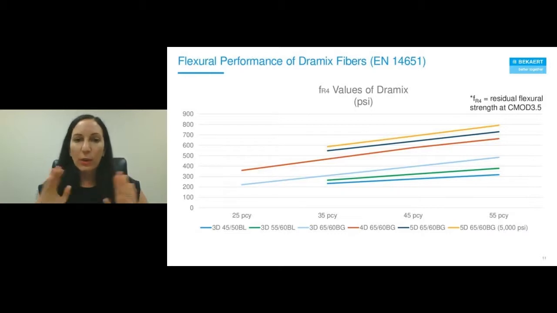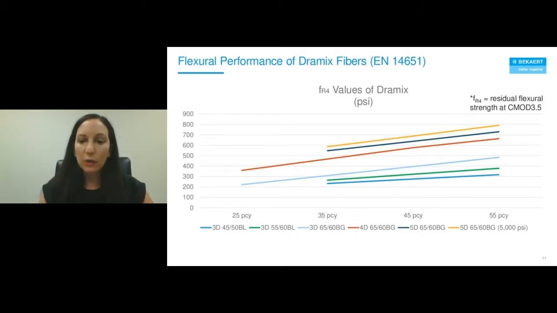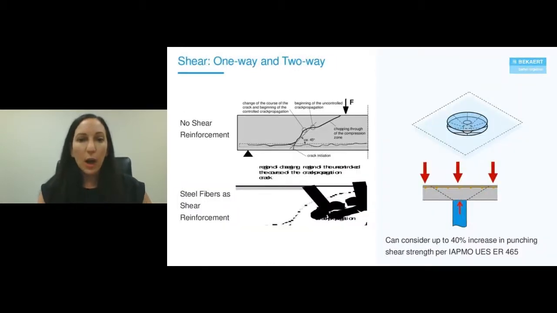Okay, so that was a lot talking about flexural, but of course there are other improvements. I alluded to some earlier. One-way and two-way shear are other improvements that you can expect to see. It looks like we have a little bit of an issue on the conversion of this slide.